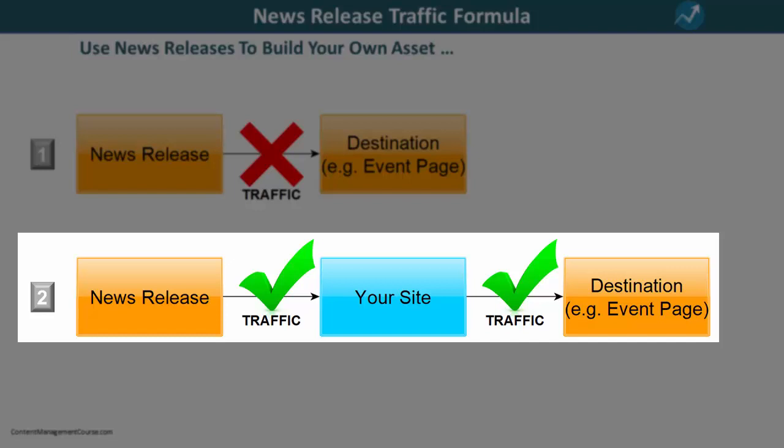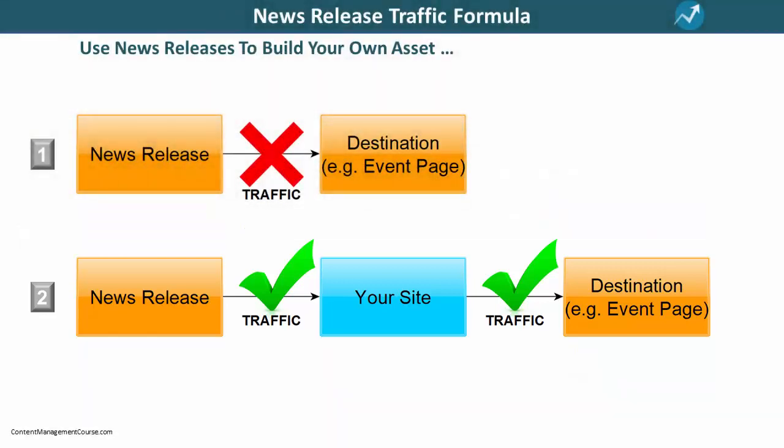I recommend instead that you consider the second option. Create a page on your own website to promote an event on Facebook, then drive traffic from your news release to your own site. Visitors can then click on a link from your content to go to your Facebook page, and register for the event. This way, you're still sending visitors to the event page on Facebook, but you're driving traffic to your own website, and hence you're building your own asset.